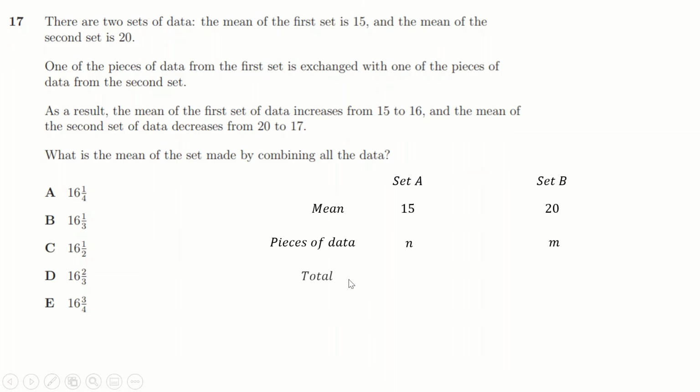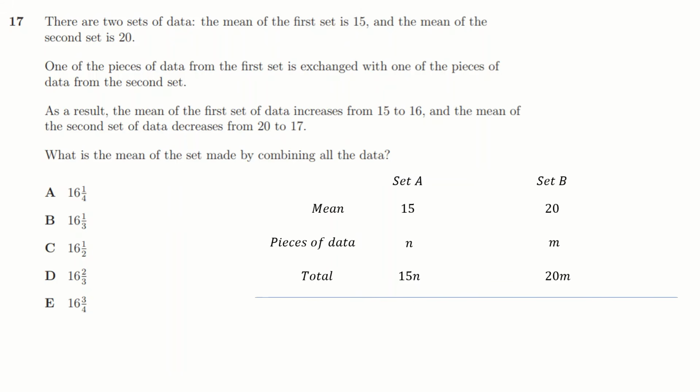And now the total value of all the data in this set is just 15 times N. Imagine there were 10 pieces of data with a mean of 15. That would mean that there was 150 in total, right? Because you just pretend they're all 15. Got 10 of them, so it's 150 in total. You multiply these together, just like I did in the first examples. And likewise, the total here is 20M.